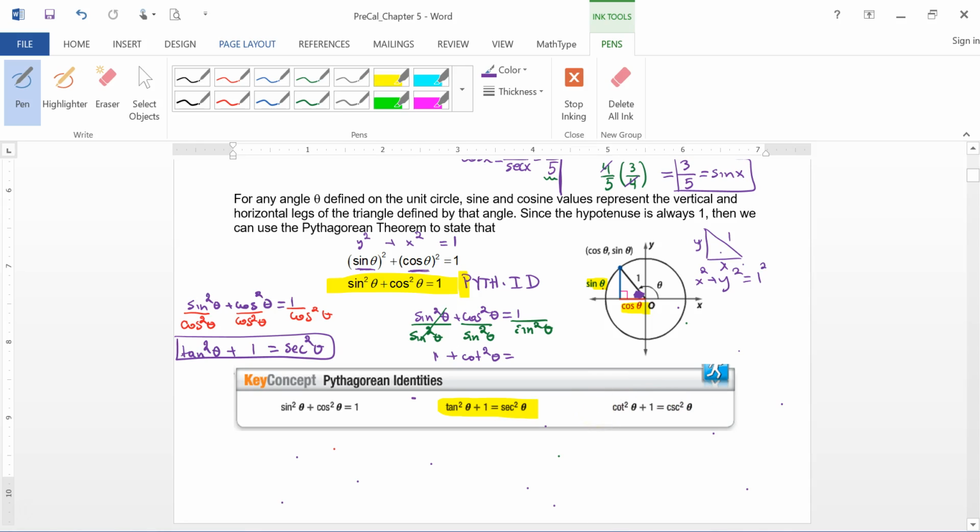Okay, so what's cotangent? Cotangent of theta is cosine over sine, right? So how do we find our sine theta and cosine theta? How would we do Pythagorean theorem?